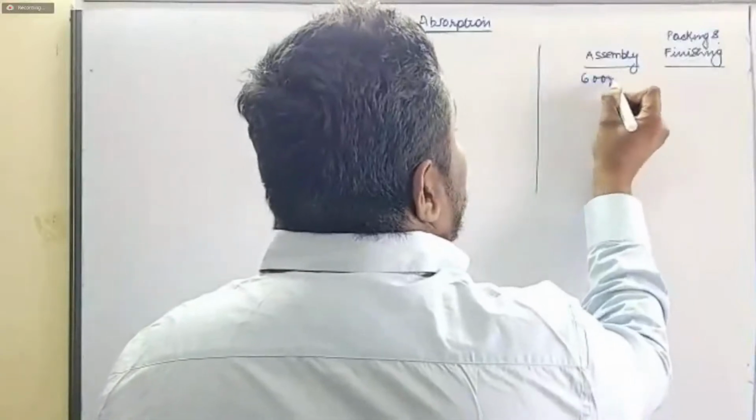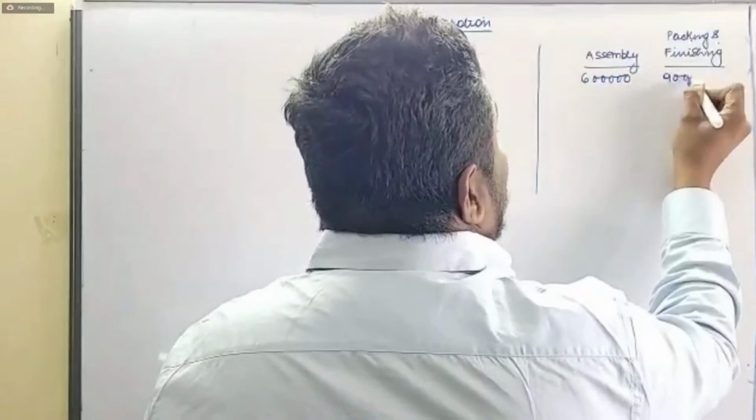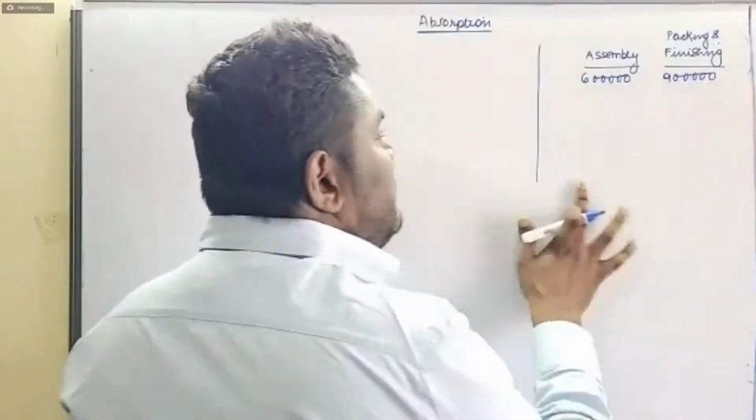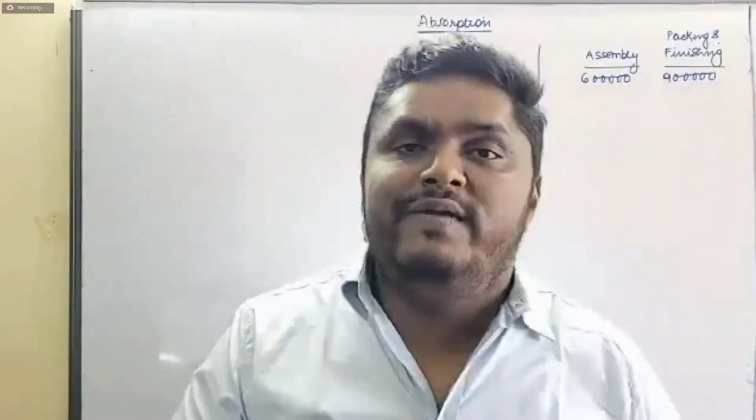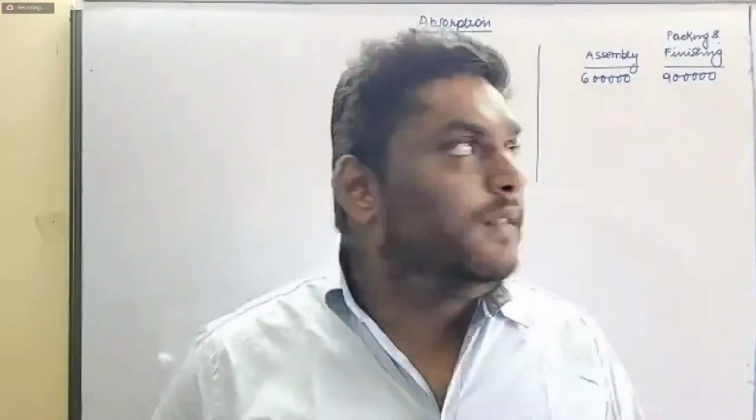Now, the total overheads after allocation, apportionment, reapportionment is, let's say in case of assembly department, it is 6 lakh. And let's say in packing and finishing department, it is 9 lakh. These are the total overheads we have got after allocation, apportionment and reapportionment.